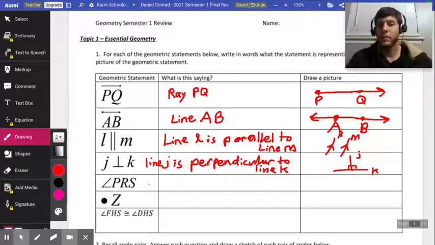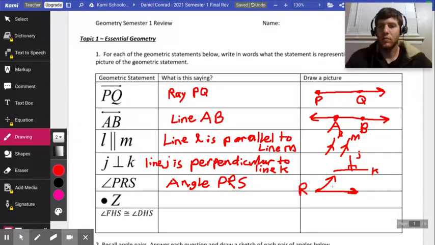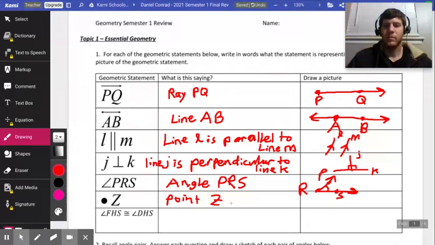Angle PRS. So this is angle PRS, and then we want to draw an angle. The vertex is the one in the middle, so the vertex is R. An angle is made of two rays, so one ray would be RP, and the other ray would be RS. So there's angle PRS. This is point Z, and you can just simplify that with a dot.